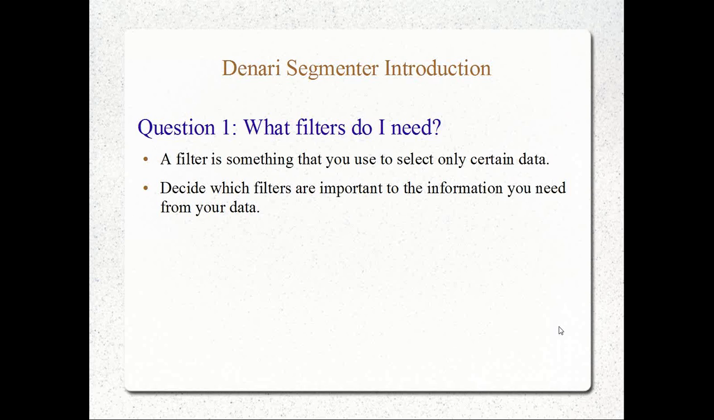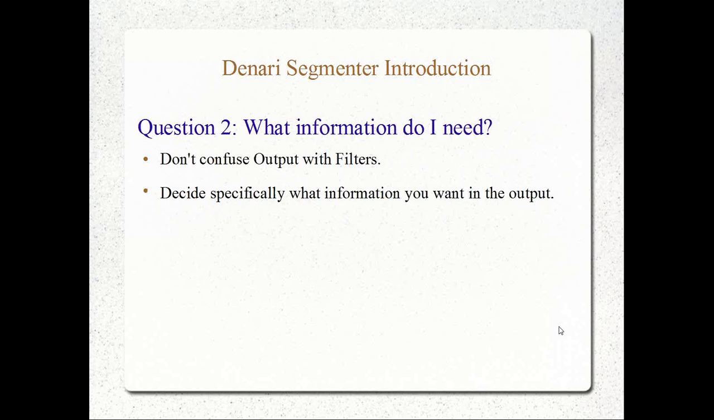Question 1, what filters do I need? A filter is something that you can use to select only certain data. For example, we might want to get all the names in our data that have a specific zip code. The zip code becomes a filter that we can apply against all of our names that allows us to reach in and pull out only the ones that match the criteria of the filter, in this case, the name records with a specific zip code. So the first task is to decide which filters are important to the information I need from my data.